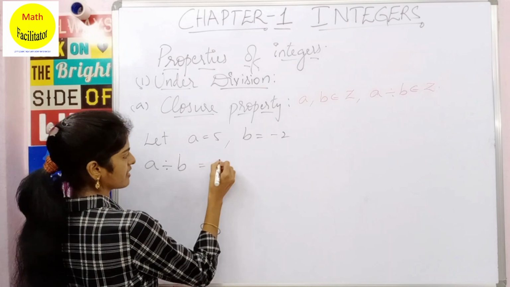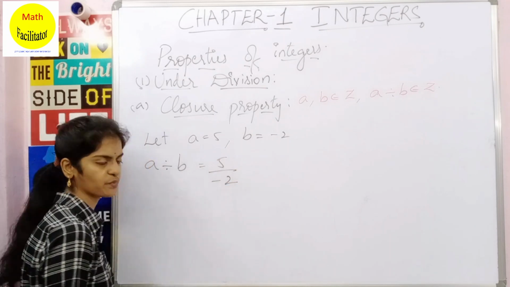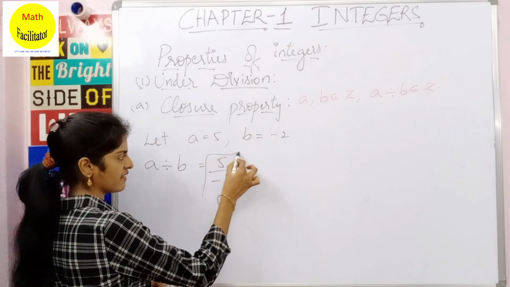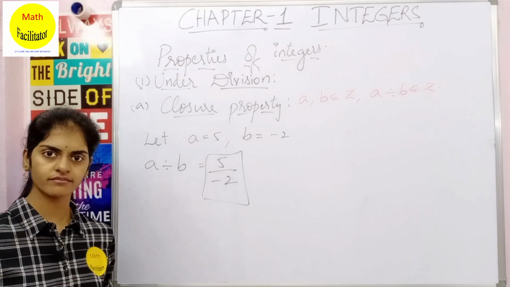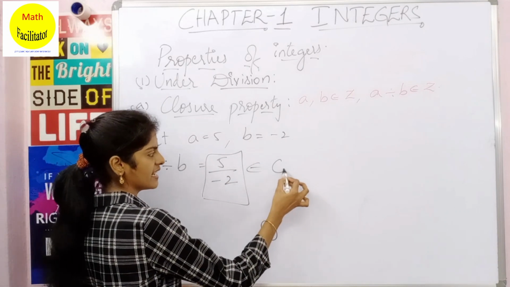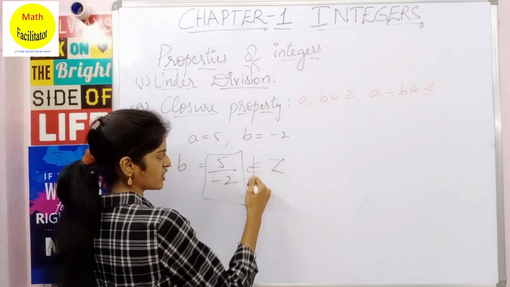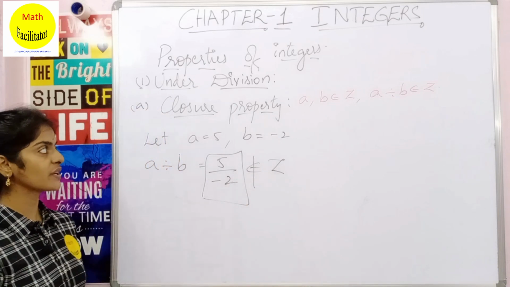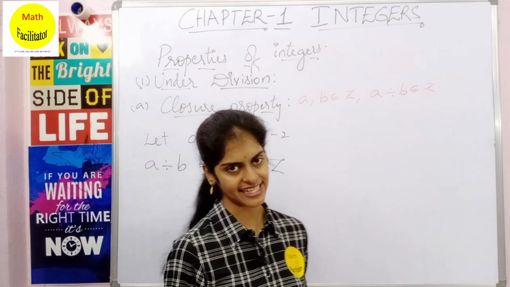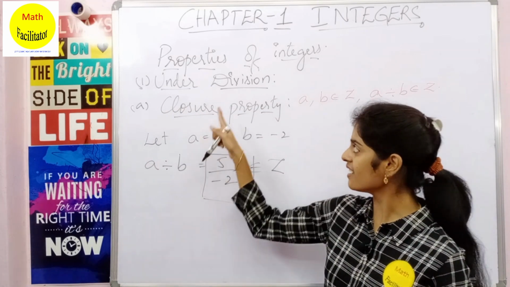It is nothing but 5 divided by minus 2. Now tell me, is 5 divided by minus 2 an integer? No, it is not an integer. It does not belong to integers. So we can say that the closure property does not satisfy for integers under division.